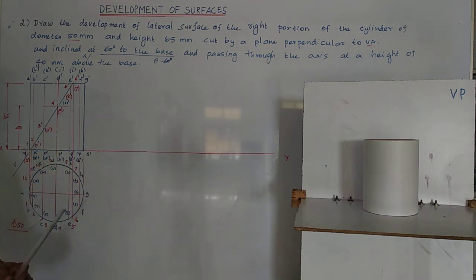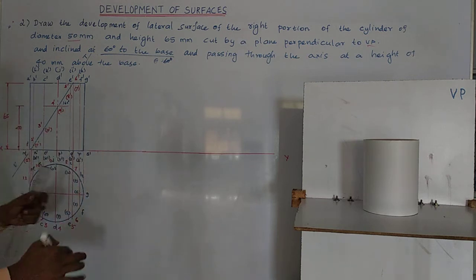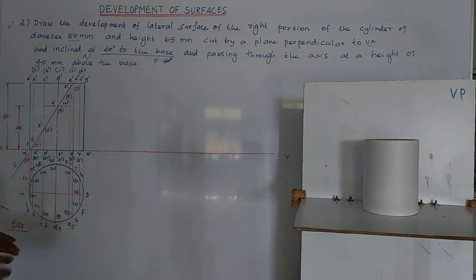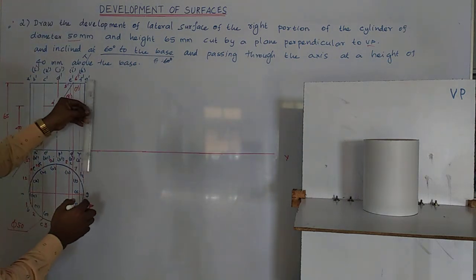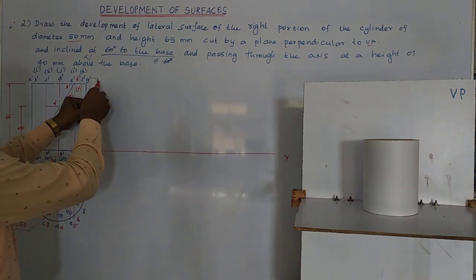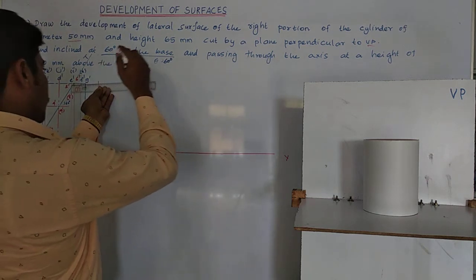Then draw the development. So how to develop this, for that I section at this point and I am going to spread out. So for that what I have to do is, first draw one parallel line here, draw one line here, then project this.